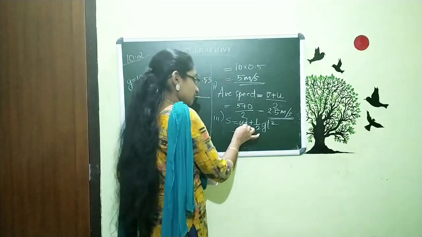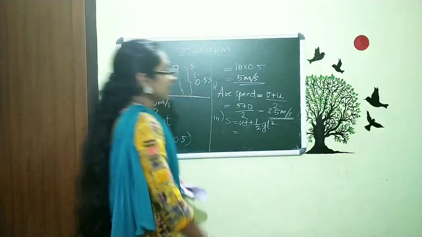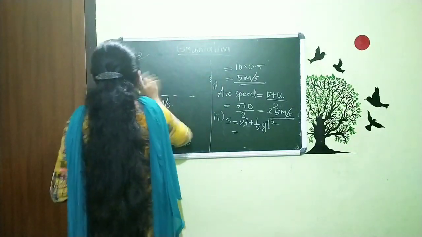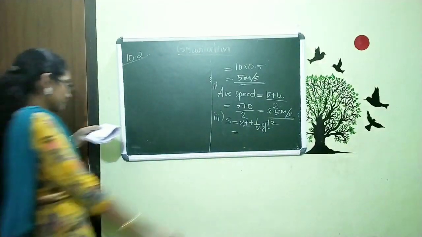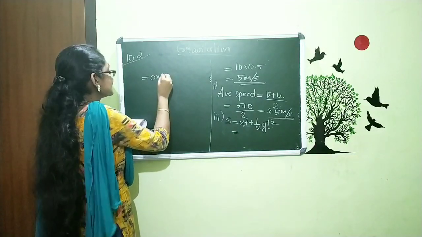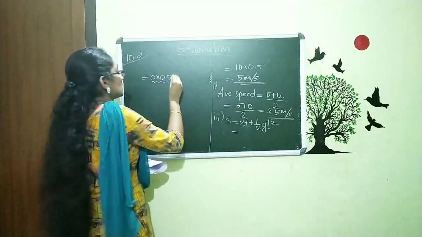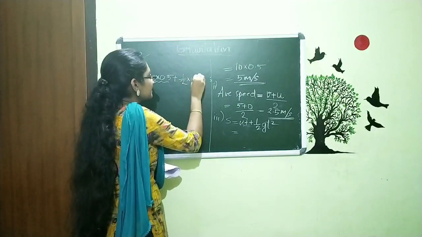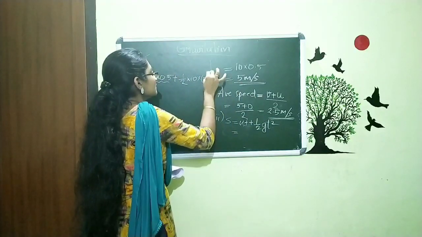Here we know u, g and t. So we just want to substitute the values and find the answer. Now I am going to substitute the values. U is what? 0. 0 into this time, 0.5, is equal to 0. So here is 0 and this term will cut out. Plus half into this g, which is equal to 10, 10 into time square, that is 0.5 square.